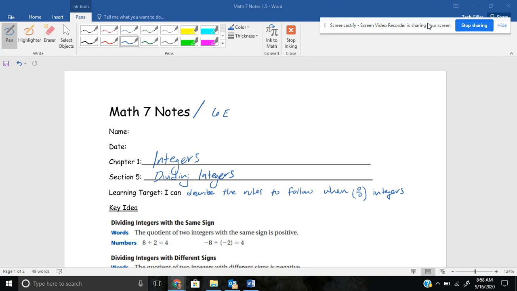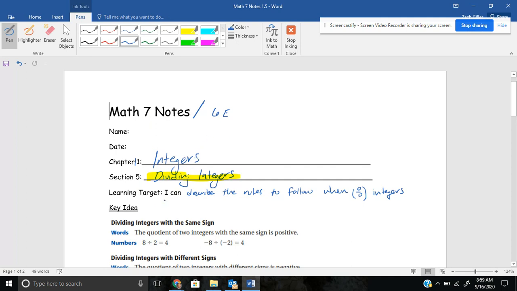Today we'll be discussing how to divide integers. That's going to be our big idea, is how to divide integers. And you'll see here I put Math 7 Notes /6E. It's the same thing if you're in 6 Enriched. This is actually Chapter 11. If you're in Math 7, you're in Chapter 1, Section 5. It is the same thing in the Big Ideas curriculum.